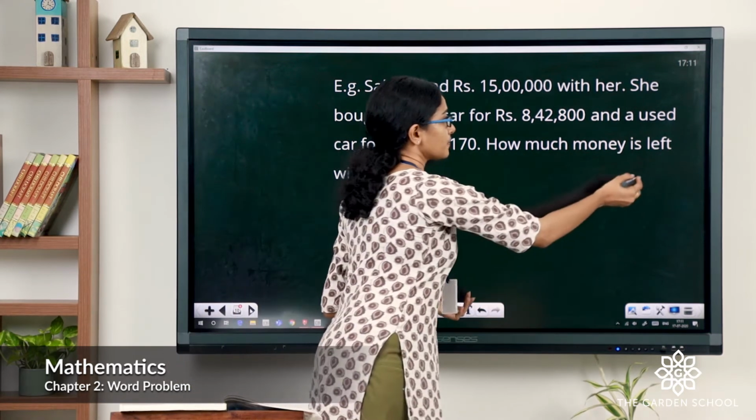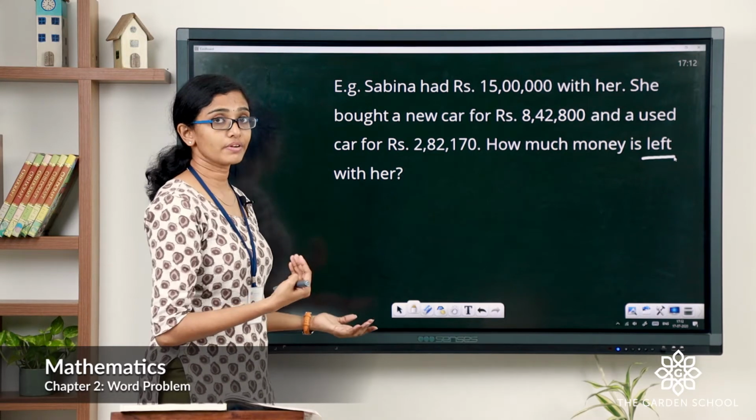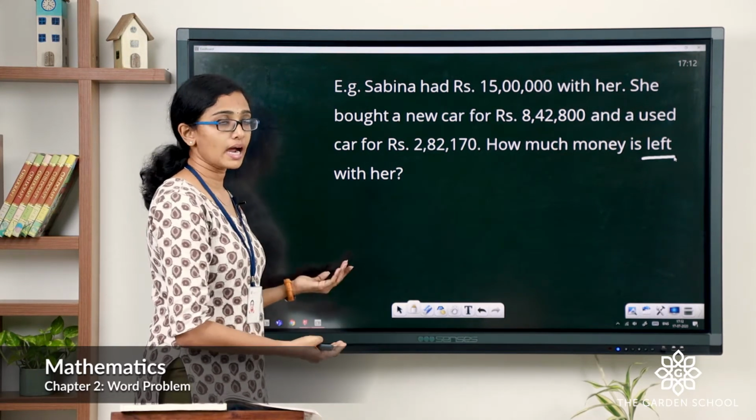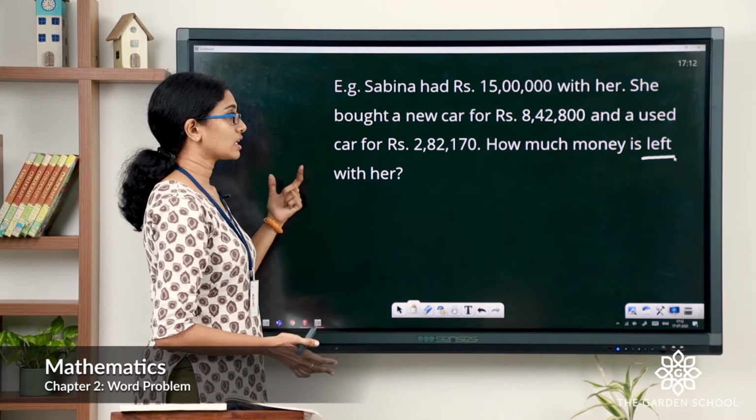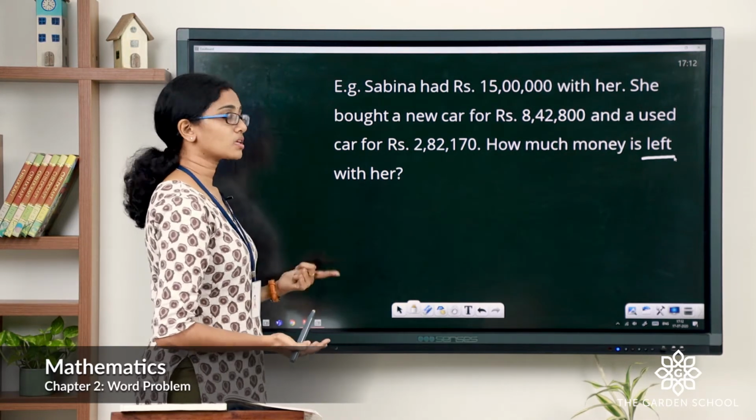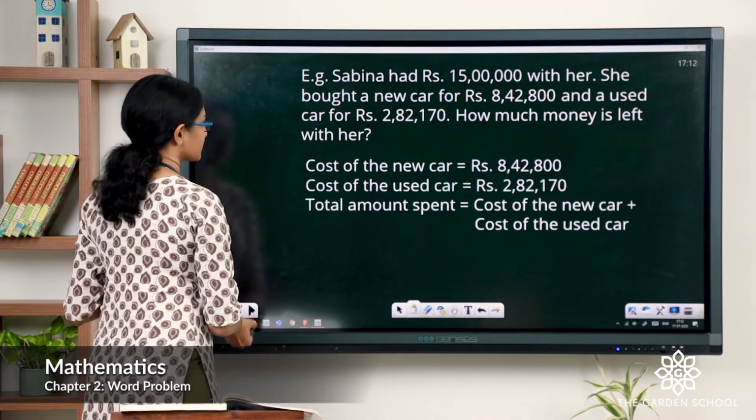You see this keyword "left." Remember, it means something was taken away from the amount we had, and we have to take away that amount from the total amount we had. That means we have to do subtraction. So let's write the steps.